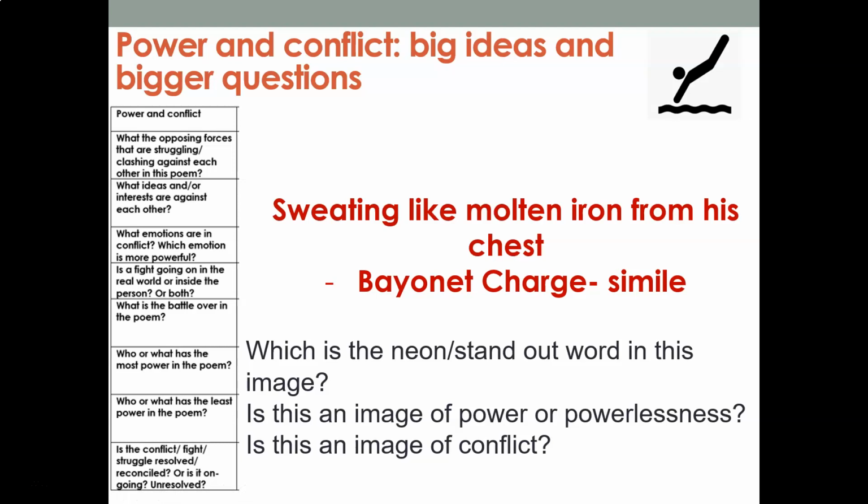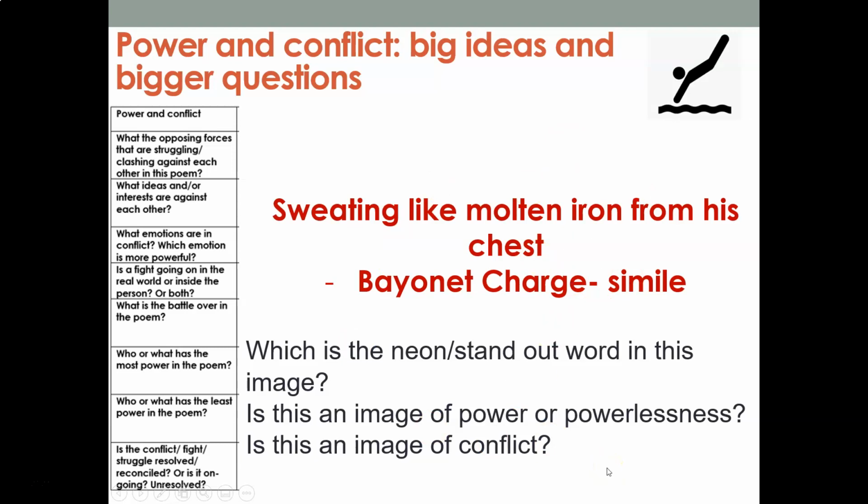This idea, this change. Okay, so does this soldier feel powerful in this moment? Sweating like molten iron from his chest. Do we get a sense of a powerful soldier or a weak soldier? So just make a note here that this is an image of power or powerlessness because the soldier, does he seem weak or strong? Does he seem in command and in control of himself? Or is there a lack of control and command?